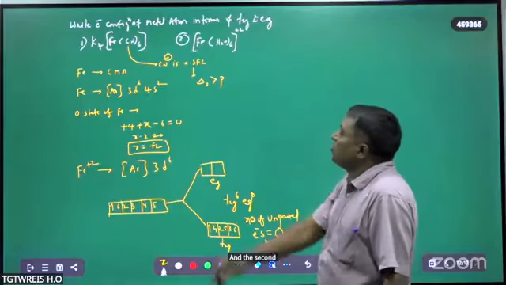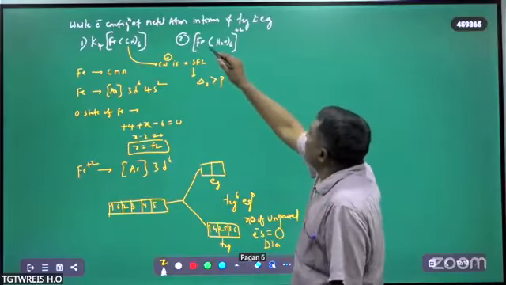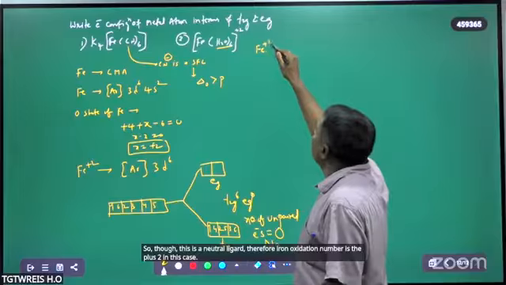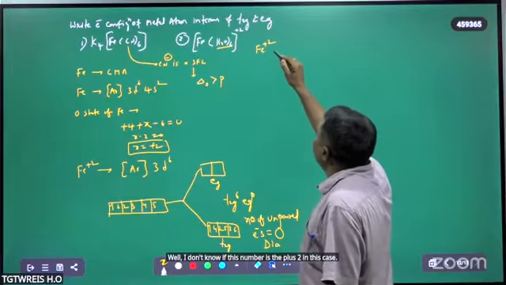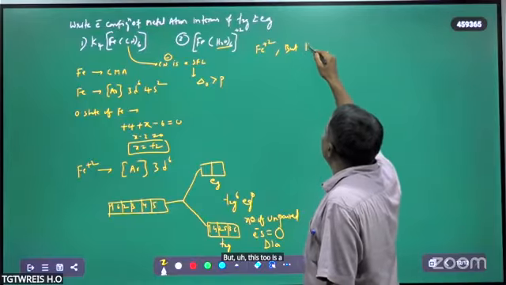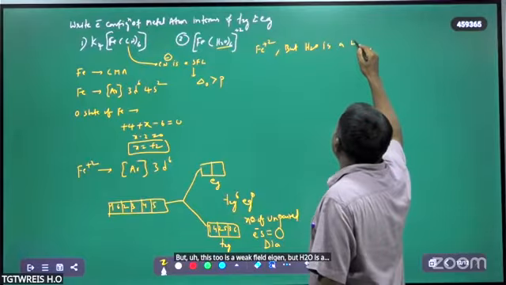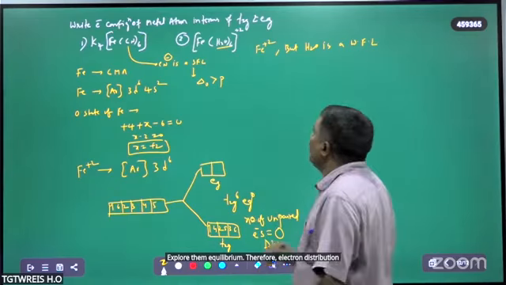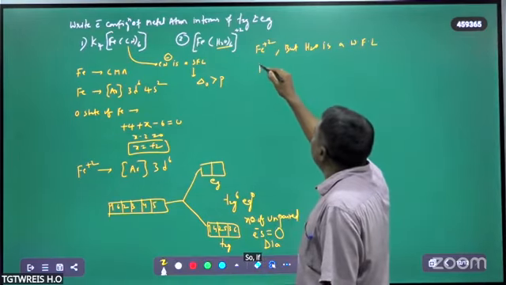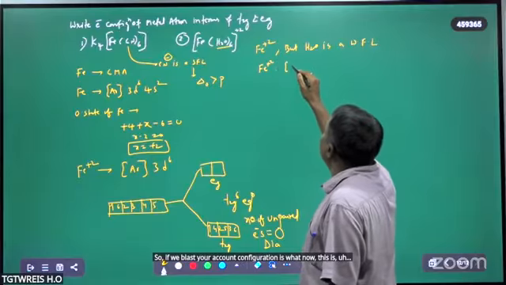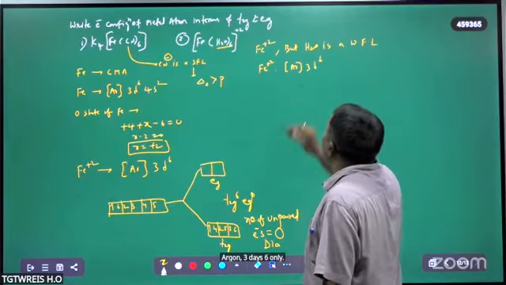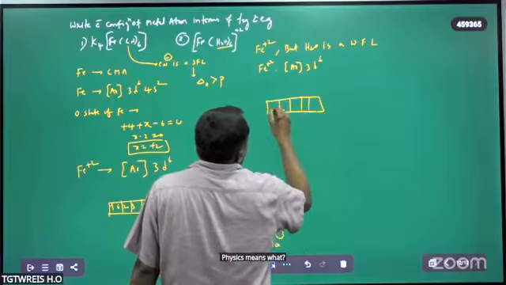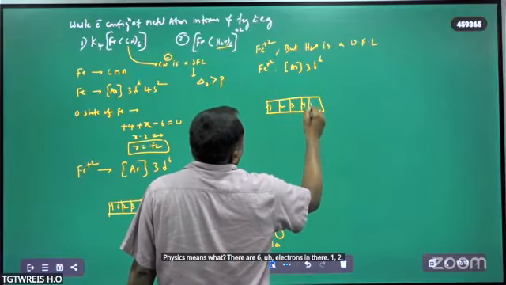And the second is [Fe(H2O)6]2+. This is a neutral ligand, therefore the iron oxidation number is plus 2 in this case. But H2O is a weak field ligand. Therefore, electron distribution is according to Hund's rule only. So what is the Fe2+ electron configuration? This is argon 3d6 only. d6 means what? There are 6 electrons: 1, 2, 3, 4, 5, and this is the 6th.